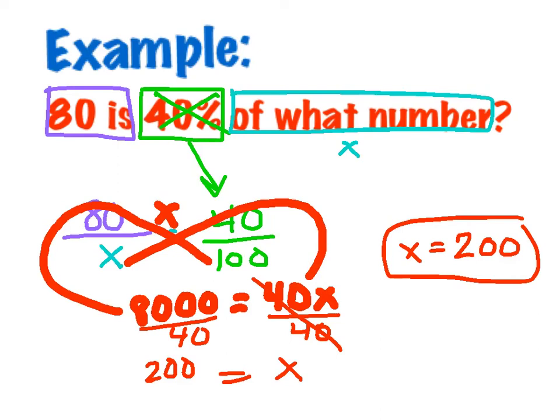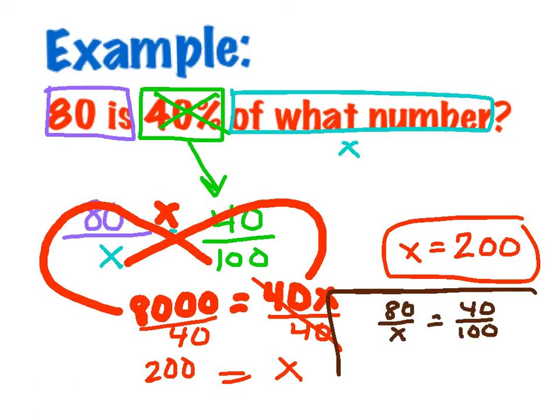So 80 out of 200 will be 40%. It will be an equivalent ratio, which, by the way, I can also tell and double check. I can look at it in terms of 80 over x is equal to 40 over 100. Well, if I look 80 to 40, I divide by 2. So what number divided by 2 would give me 100? So it makes sense that x would equal 200.